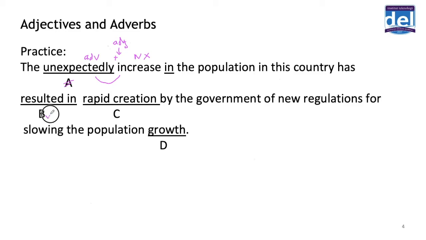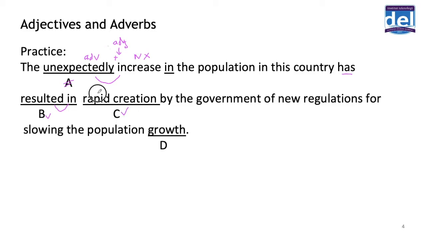B is correct because it is written in present perfect. You see this is has, and we've got verb 3 in here. And one more thing, resulted in is a prepositional phrase, and the use of preposition is correct. Resulted in. C is correct because the order of the words is correct.